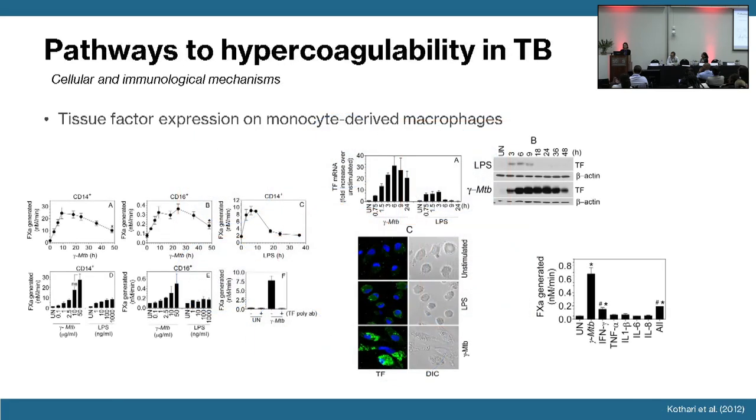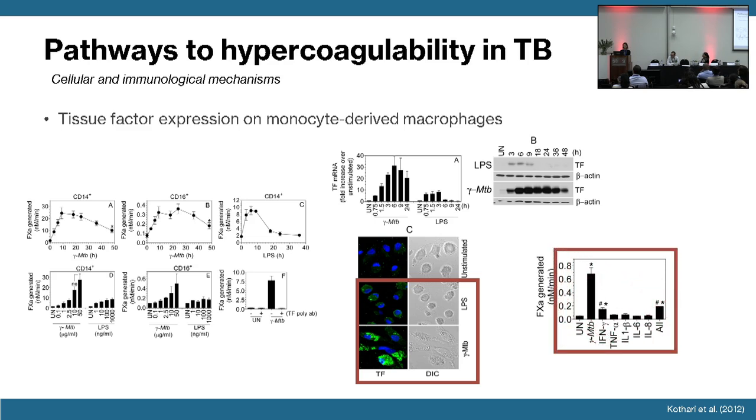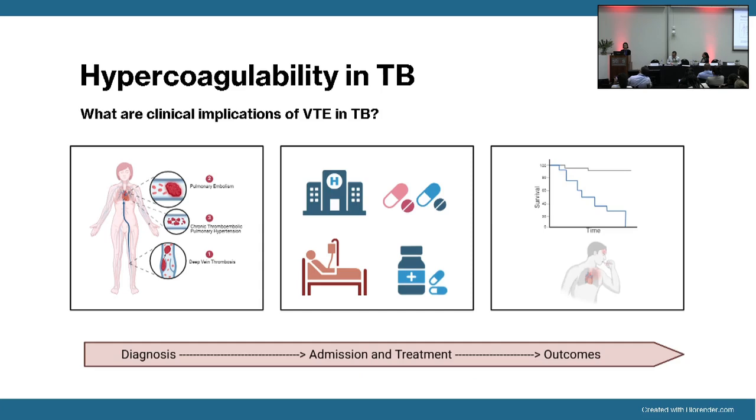In this paper, the authors show how monocyte-derived macrophages upregulate tissue factor expression in the presence of MTB. This upregulation appears to be more significant than stimulation with LPS, a well-known stimulus and component of gram-negative bacteria. And it was more related to the presence of MTB than the inflammatory cytokine induction in monocyte-derived macrophages.